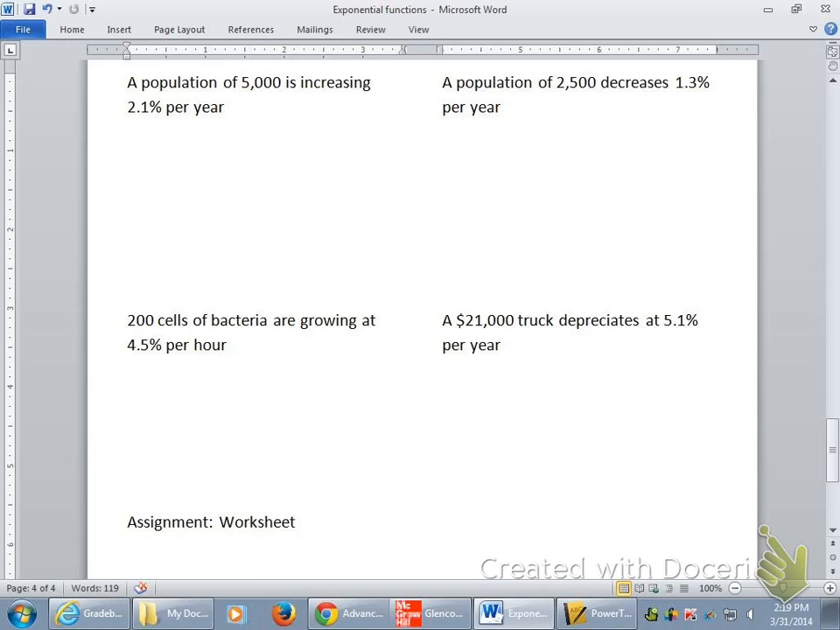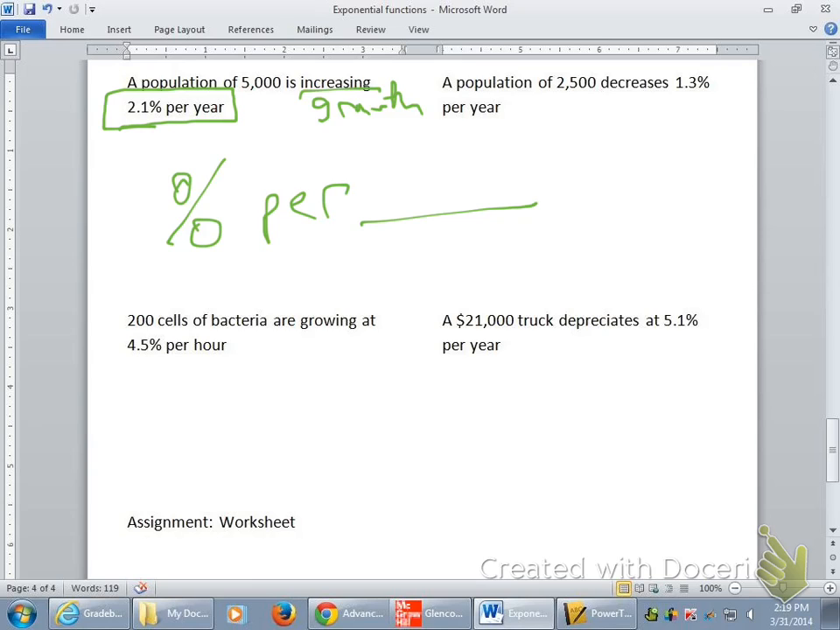All right, and in context, do I have growth or decay on this first one? A population of 5,000 is increasing. Clearly that's growth. And we didn't talk about this, but when you see these words right here, percent per something, for example, percent per year, or percent per day, or percent per hour, then that is almost always an exponential equation. So that key word, percent per year, is telling us that we're in exponential land right now.